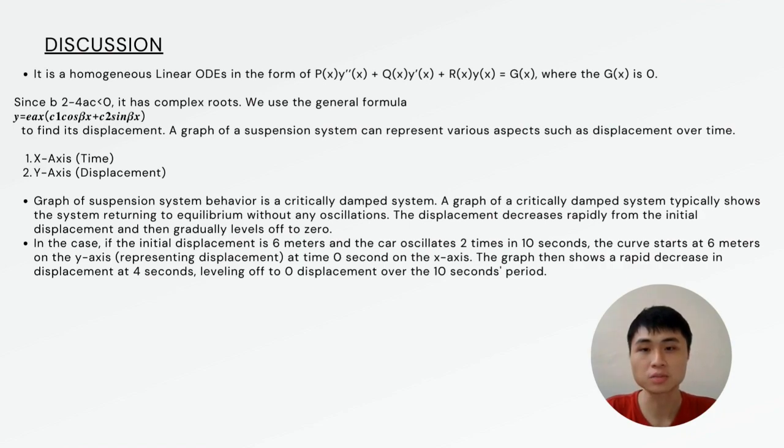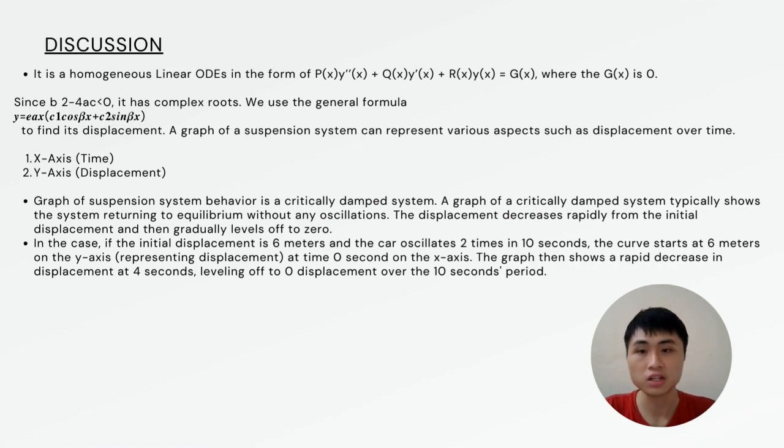A graph of a suspension system can represent various aspects such as displacement over time, where the x-axis is time and the y-axis is displacement. The graph of the suspension system behavior is a critically damped system. A graph of a critically damped system typically shows the system returning to equilibrium without any oscillations. The displacement decreases rapidly from the initial displacement and then gradually levels off to 0.